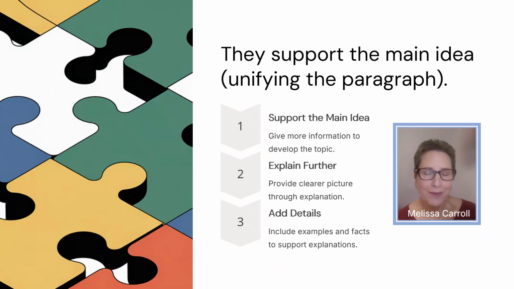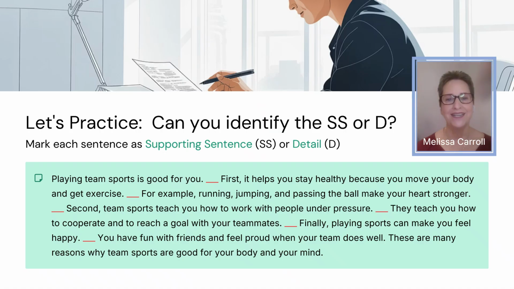Topic sentence, main idea. They explain further. They provide a clearer picture of what the main idea is talking about by explaining it more through examples and reasons and descriptions. And they add more details, including examples, facts to support the explanations. Let's practice. Can you identify the supporting sentences, SS, or the detail in the same paragraph?